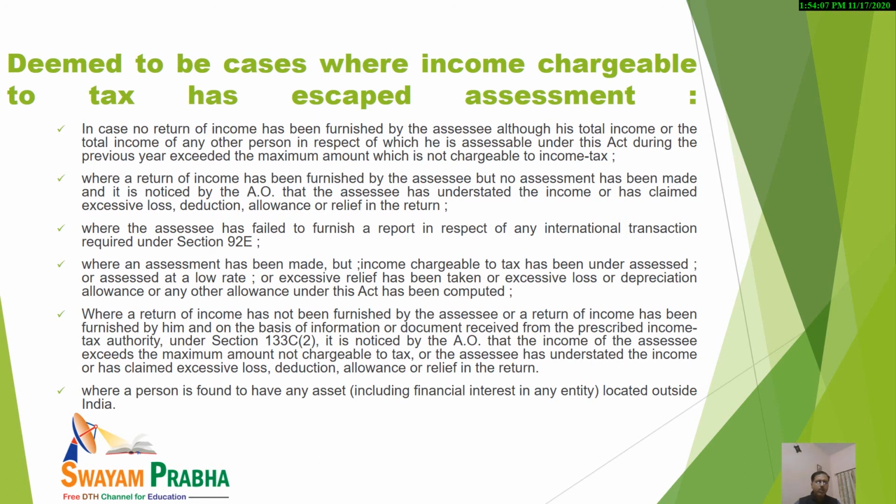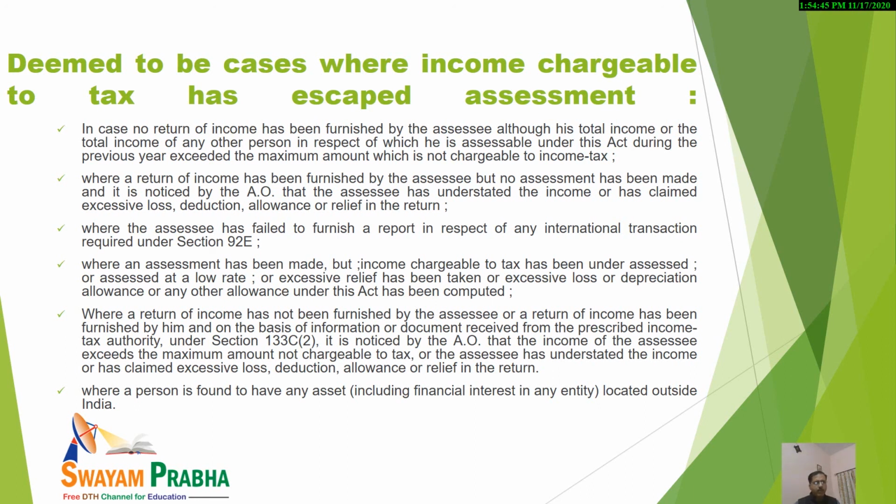It has been noticed by the AO, the assessing officer, who is of the opinion that the income has been understated by the assessee, or he has claimed excessive losses, excessive deductions, excessive allowances, undue allowances, or undue relief in the return. Even in this case, a reassessment may be there. These cases are deemed to be cases where income chargeable to tax has escaped assessment.